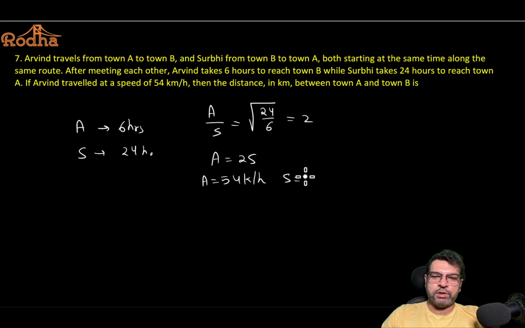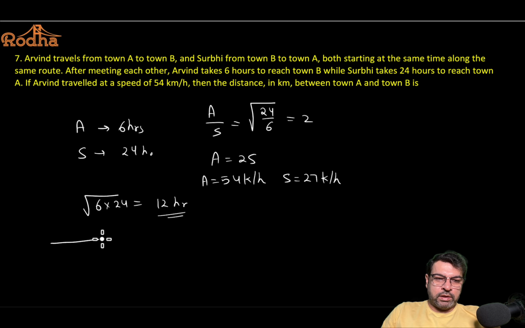So Surabhi's speed is 27 km per hour, very easy now. Now the question is the distance between town A and town B. So I need to find out the total time it took them, isn't it? So let's find the meeting time first. From the start to the meeting, the time is root of 6 into 24, that is root 144, that is 12 hours.